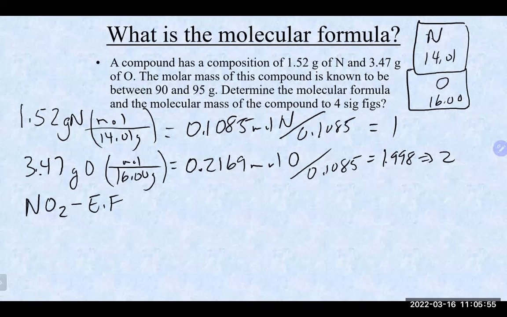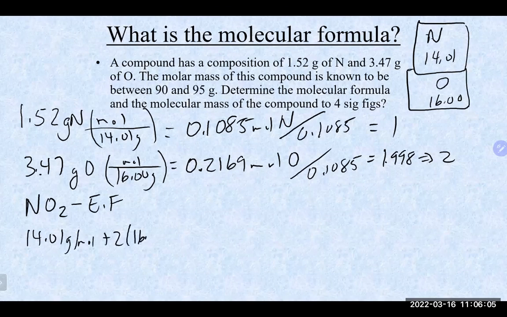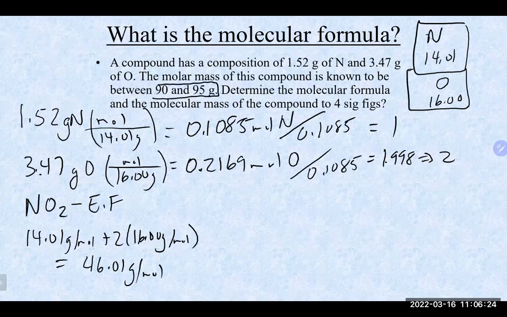The second thing that we need now that we have the empirical formula is the molar mass of it. So that's going to be 14.01 for the 1 nitrogen plus 2 times 16 for our 2 oxygens, gives us 46.01 grams per mole, which would be the molar mass of our empirical formula. In this particular problem, as we talked about earlier, we have really a range for the molar mass that was given to us. So you could choose anywhere along that range you want.